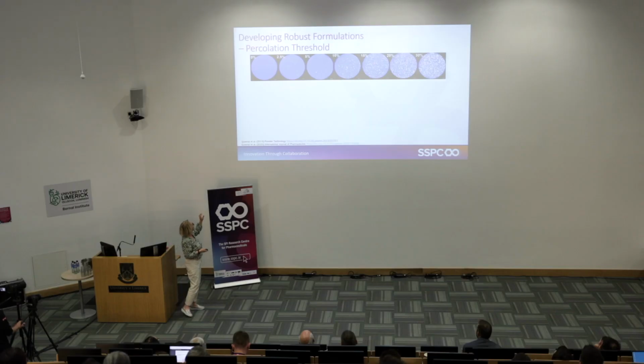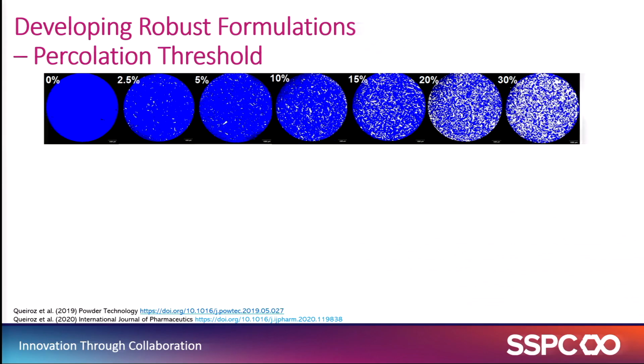Okay, we'll go. So the next thing is really around the edge of failure. This is percolation work that Ana Luisa Cuerza did in our group. It's really when you start blending, often you increase the amount of drug, and what happens is there's a threshold on which you go over.